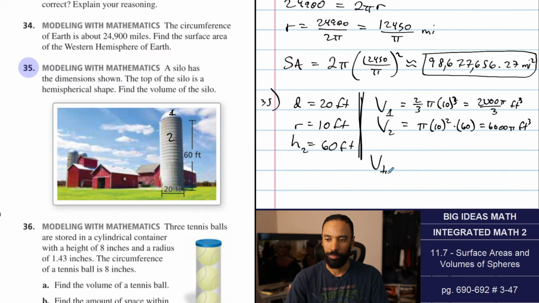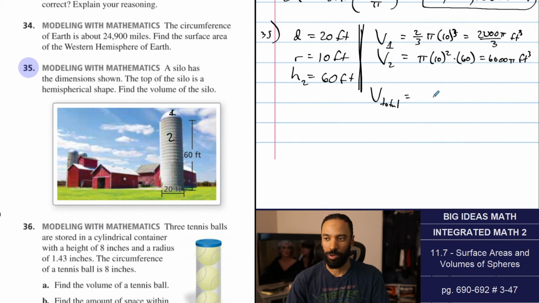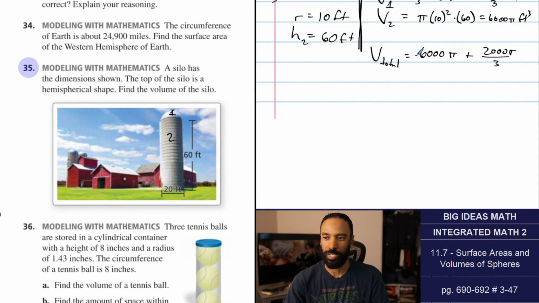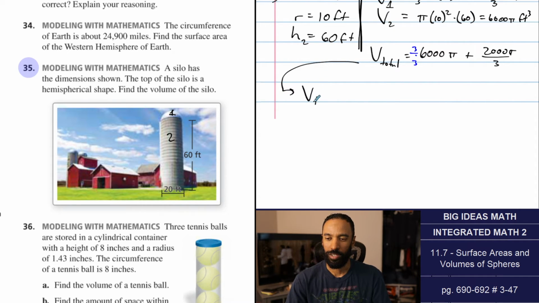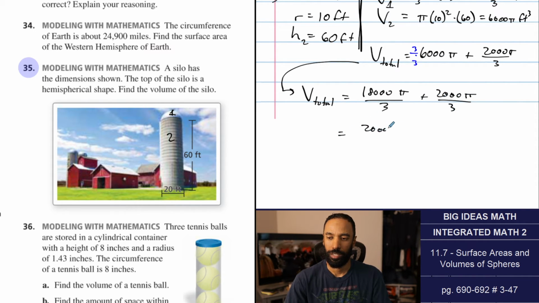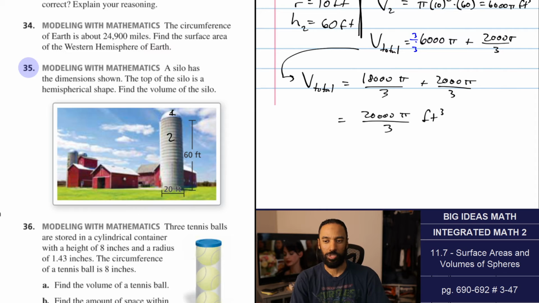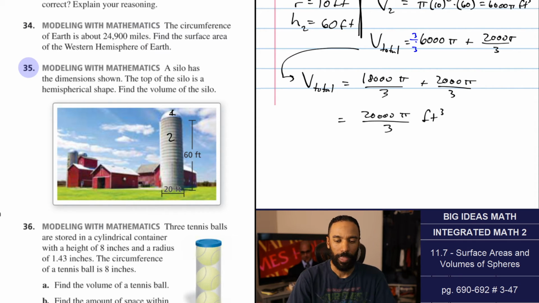So the volume of the total. I don't know if anyone cares about whole numbers anymore, or the exact answers, but we get 6,000 pi plus 2,000 pi over 3. Common denominator means we would need to get 3 over 3 here, so we get 18,000 pi over 3. So we get 20,000 pi over 3 cubic feet of silo stuff. So more than 20,000 will be the answer, cubic feet.